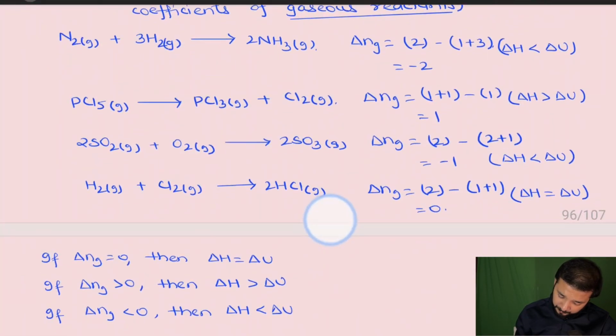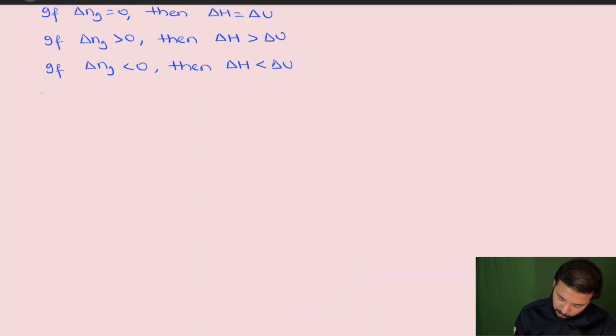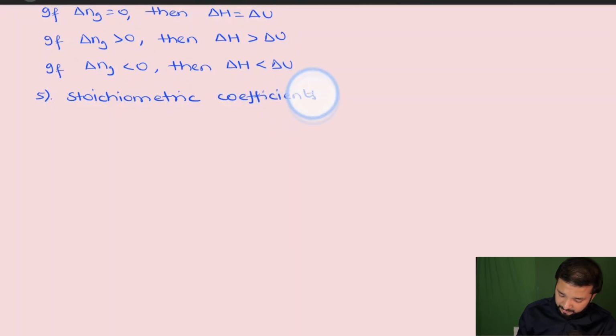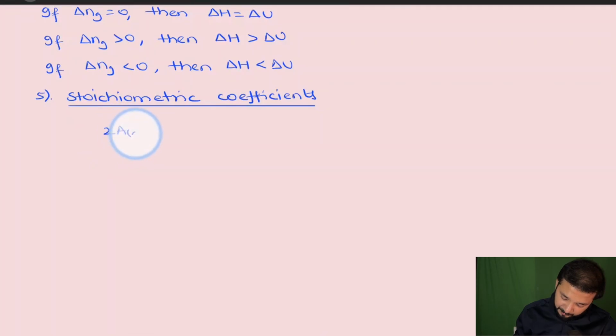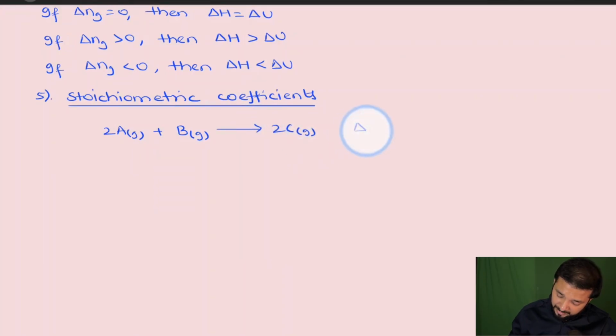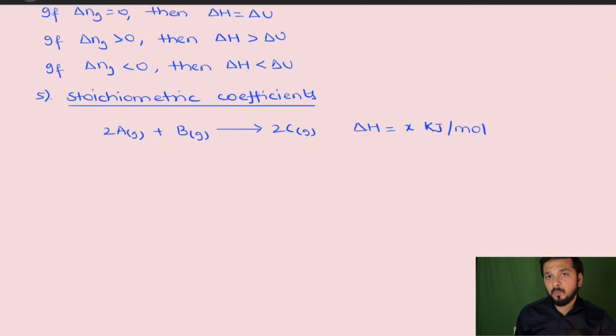Fifth factor is stoichiometric coefficients. For example, we have a reaction 2A gas plus B gas giving us 2C gas. And delta H for this, let's say, is written as X kilojoule per mole.